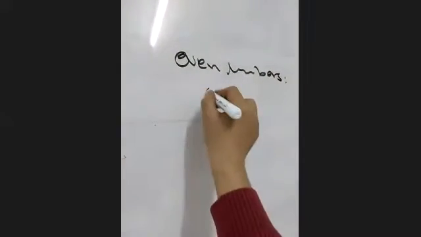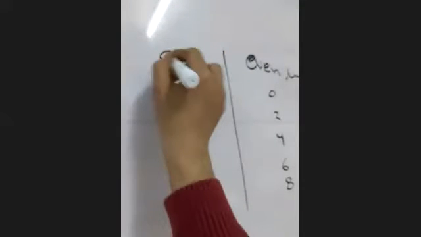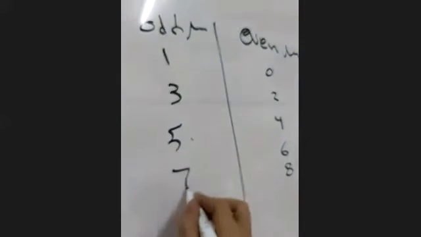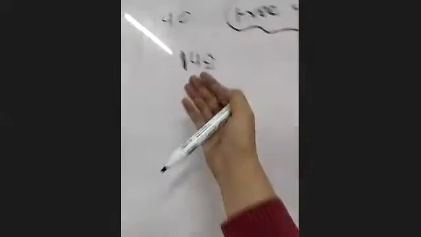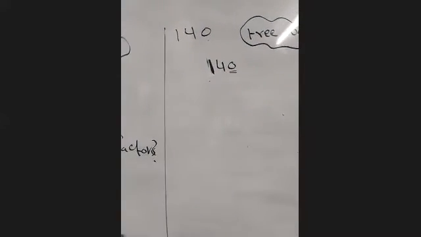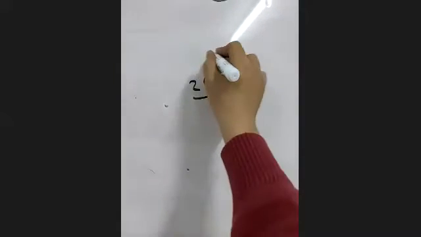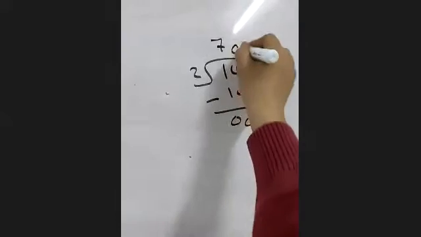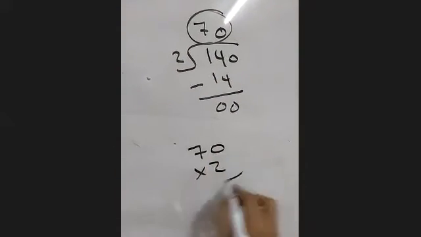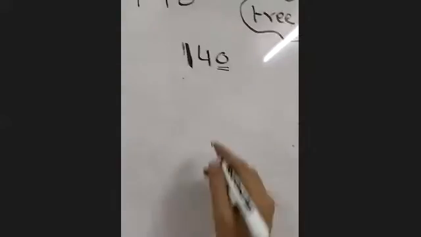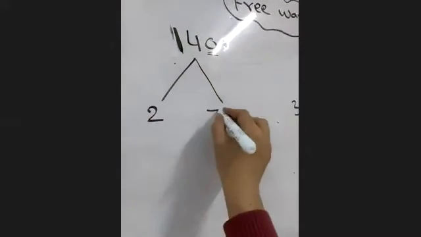Now, what are the even numbers? 0, 2, 4, 6, 8. And the odd numbers, 1, 3, 5, 7, 9. Now, if the first number is even, it means the number can be divided by 2. So let's divide 140 by 2. It will be 70. So if you multiply 2 with 70, the answer is 140. So the two numbers that multiply to 140 are 2 and 70.